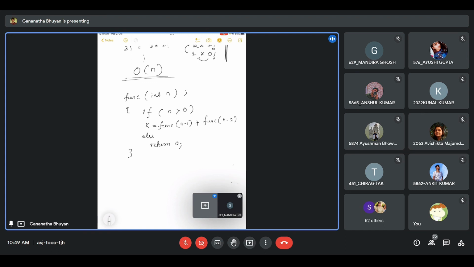Now tell me, in this case, what will be your time complexity? Think about it. Whether it is Fibonacci series or not doesn't matter. What you need to focus on is what we are doing for each function call. For each value of n, we are going to make this addition, function of n minus 1 plus function of n minus 2.